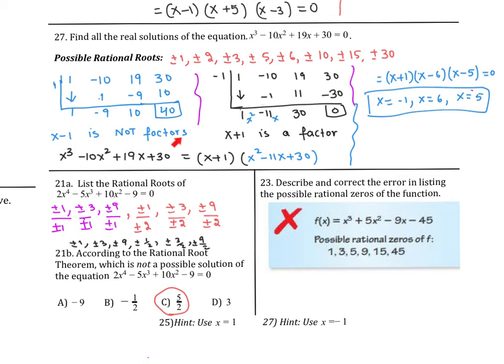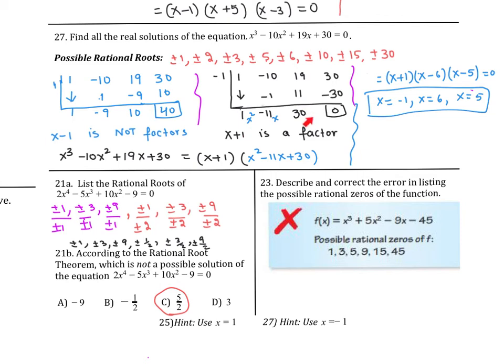Now we're going to try negative 1. 1 times negative 1 is negative 1. Negative 10 plus negative 1 gives me negative 11. Negative 11 times negative 1 is positive 11. Add these together, you get 30. 30 times negative 1 is negative 30. When you add, you get 0. It means the remainder is 0, so x plus 1 is a factor of this polynomial.